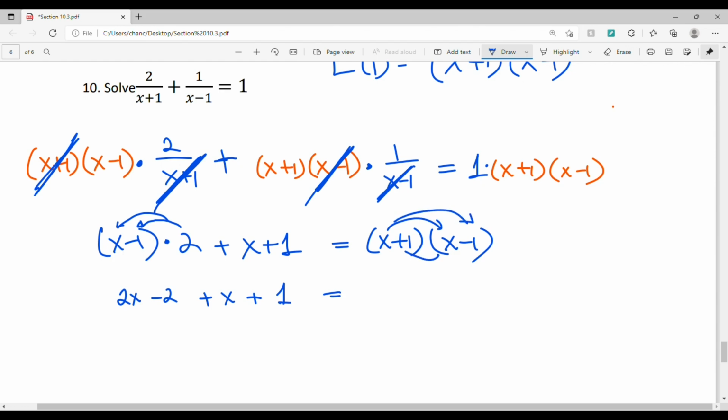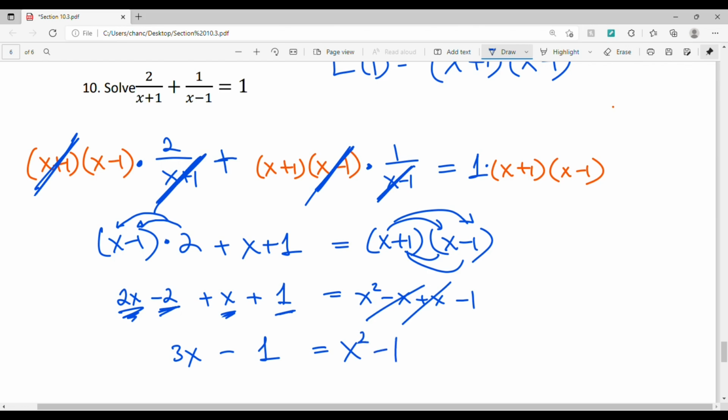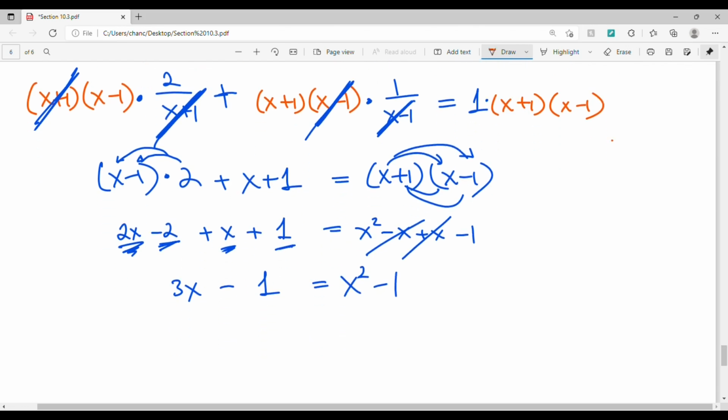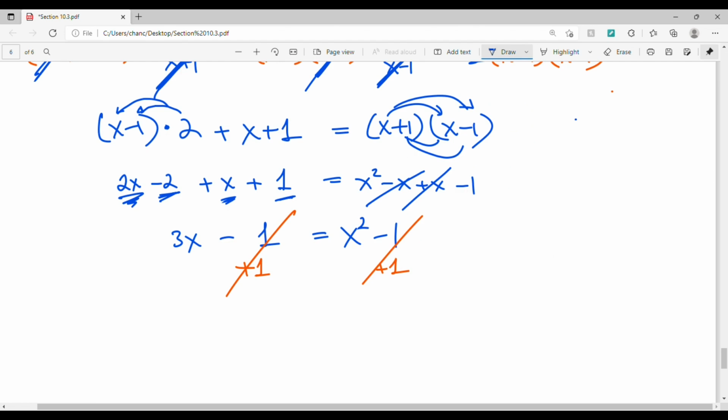it out. And you should get x squared minus x plus x minus 1. Now let's collect like terms. The 2x and the x here gives me 3x. The negative 2 and the positive 1 here gives me a negative 1. And this is equal to, you'll see on the right that the negative x and the positive x cancels out, and we're just left with x squared minus 1. Let's add the 1 to both sides of the equation. And so this gives us 3x equals x squared.